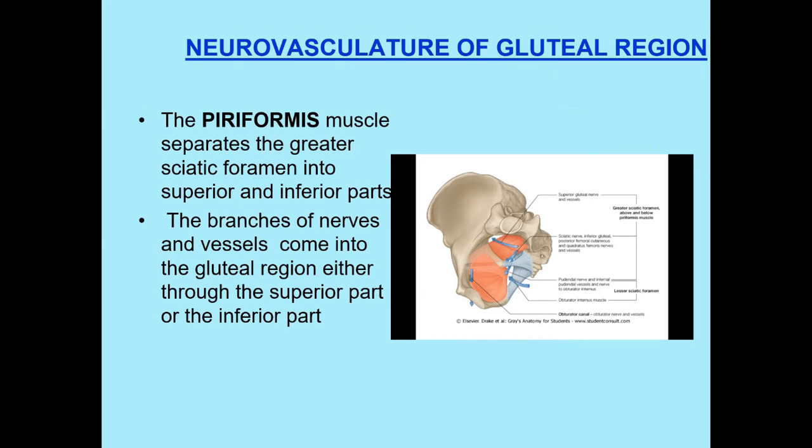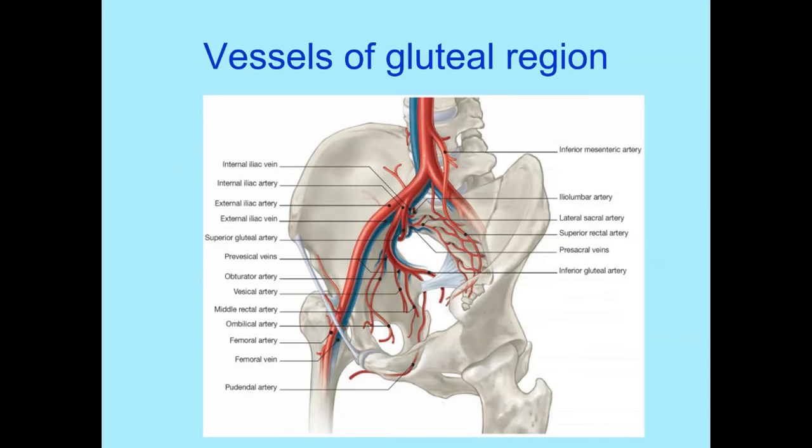Neurovasculature of the gluteal region. The piriformis muscle separates the greater sciatic foramen into superior and inferior parts, or two halves. The branches of nerves and vessels come into the gluteal region either through the superior part of this region or from the inferior part of this region.